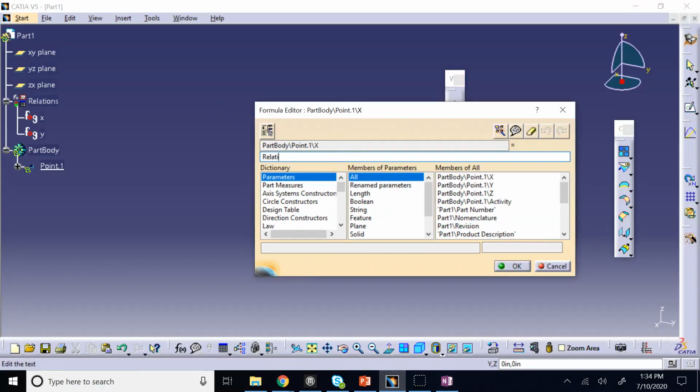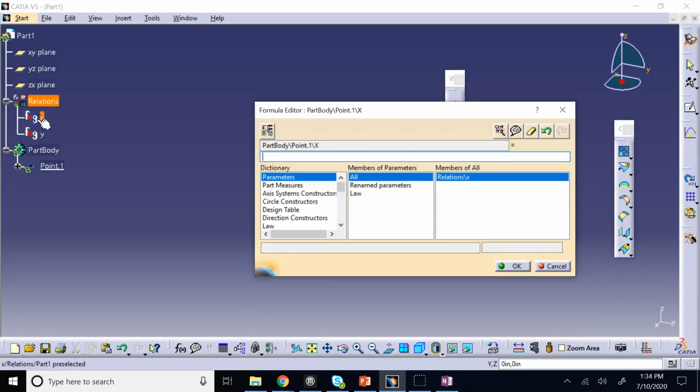You say relations under \x. So you see here, even this one is highlighted for you. Say, okay, this guy, I want this one, right? If you double click on it, it also brings that for you. So the name of that thing that you made is called relation \x. This is how you access it. And then you say dot evaluate.